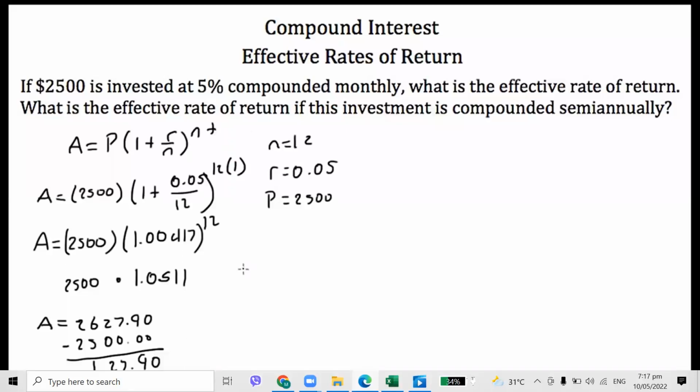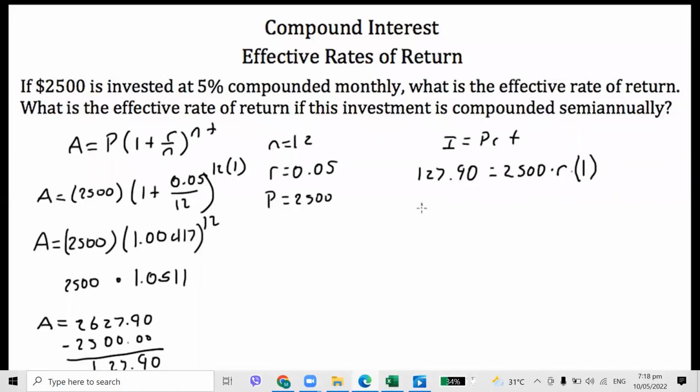So let's compare that to a simple interest formula. Remember, a simple interest formula looks like I is equal to PRT. Well, we earned $127.90 in interest on a principal of $2,500. We did this in 1 year, and we want to find our effective rate of return, or the effective interest rate that would have been a simple interest problem, not a compound interest problem. So 2,500 times R times T, but again, T is just 1.